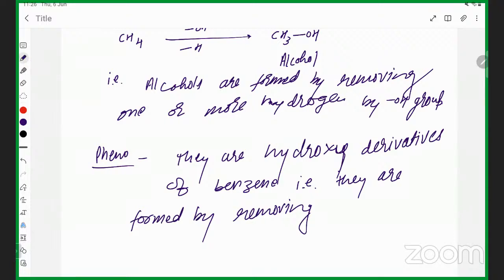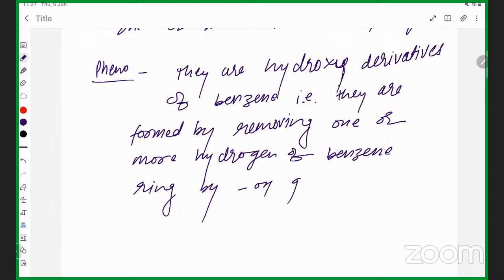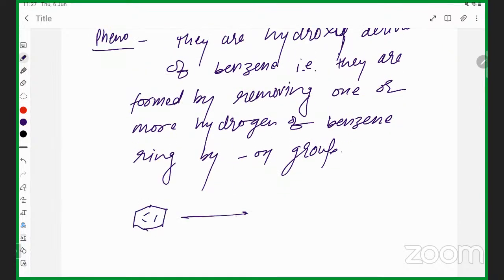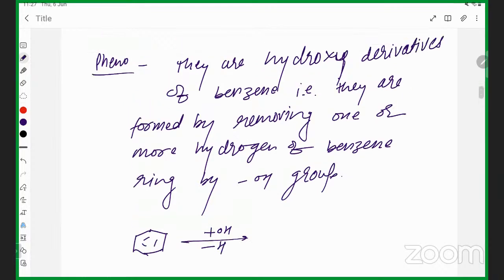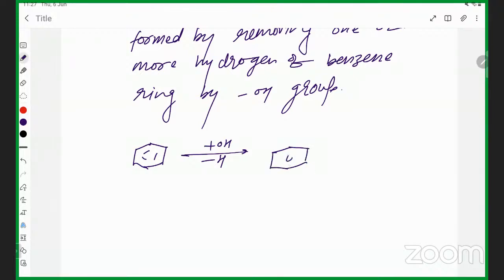Yeah, 100%. They are formed by removing one or more hydrogens of the benzene ring by OH group. So suppose we have a benzene ring, and we add OH minus and remove H plus. So what is going to happen? Here it will be OH. So if this is benzene, this is going to be phenol. Can you check? Yes, sir.